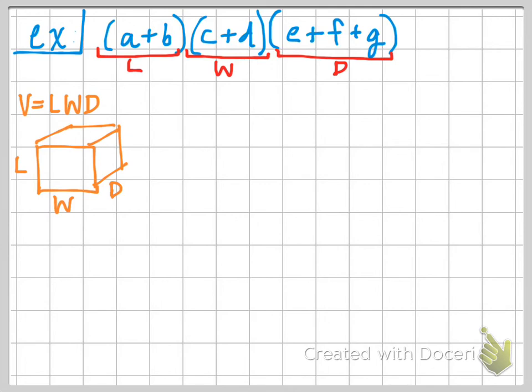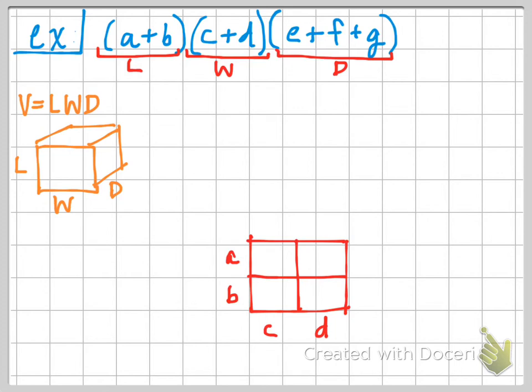Now, if we think about how we're going to represent this using the area model, I'm going to start by just doing length times width. So I'm going to draw, and leave some space above it, a rectangle with my length and my width. For my length, I'll put A and B and divide it in half into those two spaces. And then along the bottom, I'm going to do C and D and divide it up.